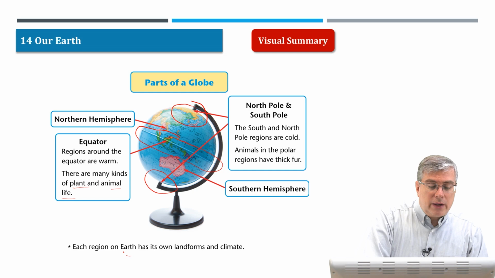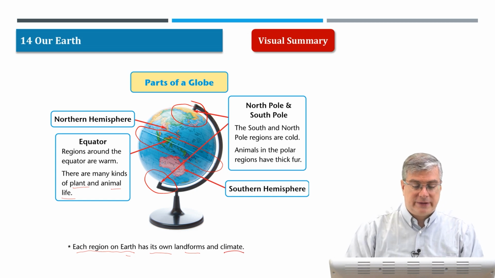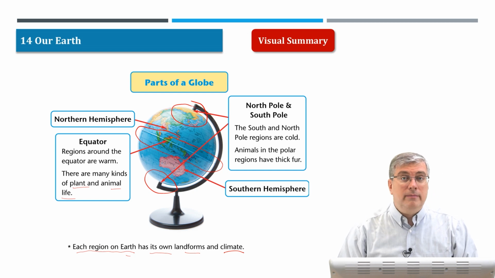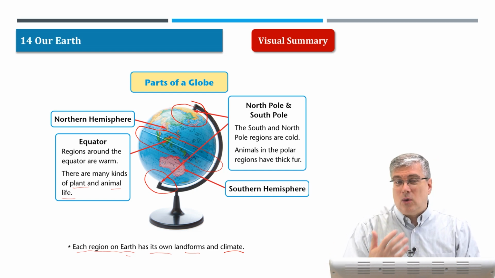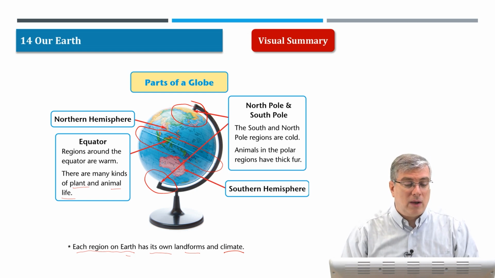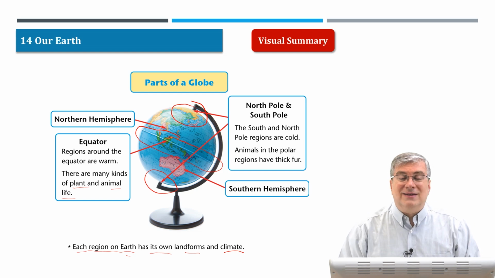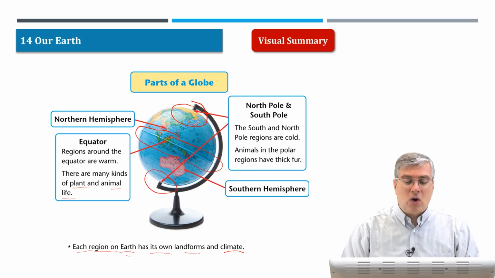Each region on Earth has its own landforms and climates, right? As we talked about before, around the equator, it's warm. Depending on whether you live in the desert or the rainforest, it could rain a whole lot, or maybe it doesn't rain at all. That's different climate. Of course, in the North and South Poles, it snows a lot. There's a lot of snow. There's a lot of ice. So they have their own climate.